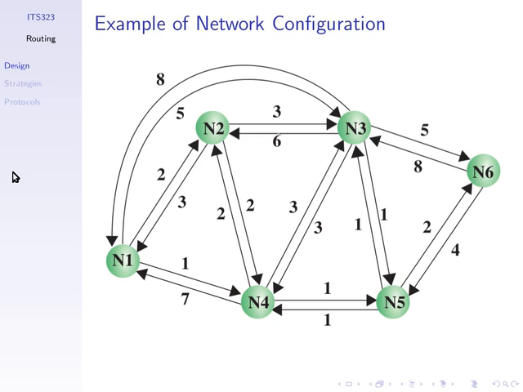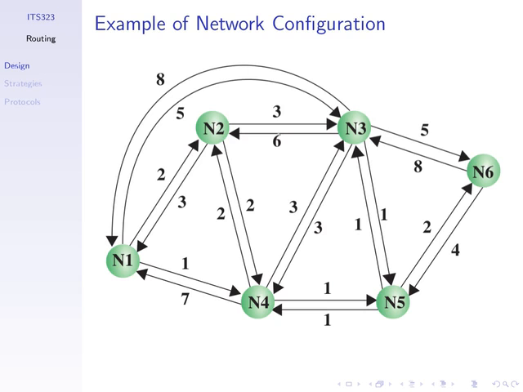Let's use our example. This is an example network here. Forget about the numbers for a moment, but we see that we have 6 nodes, N1 to N6, and some links between the nodes. The arrows indicate links. So we have a link between two nodes, a direct connection between nodes. A path between a source and destination is some way to get from source to destination via one or more links.